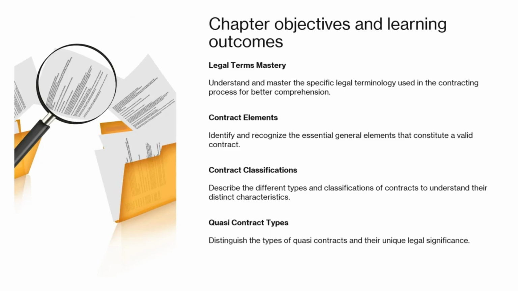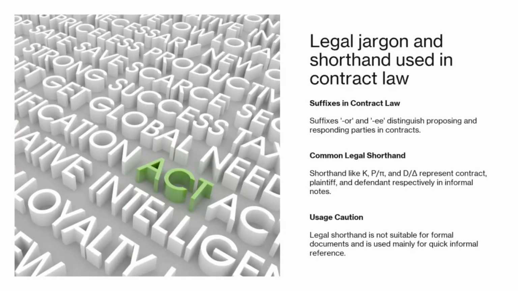They're interesting always. All right, some of the legal jargon and shorthand used in contract law as you're writing about it. We use terms like the suffixes in contract law, like payor and payee. The payor is a person who is to pay, and the payee is a person receiving pay, a monetary transaction.